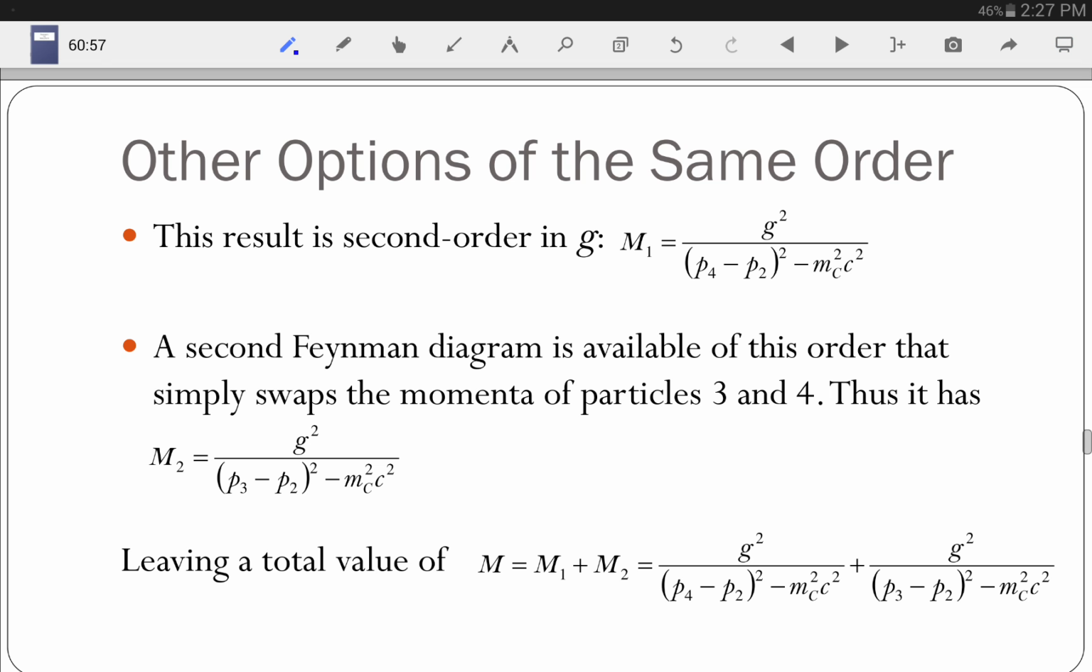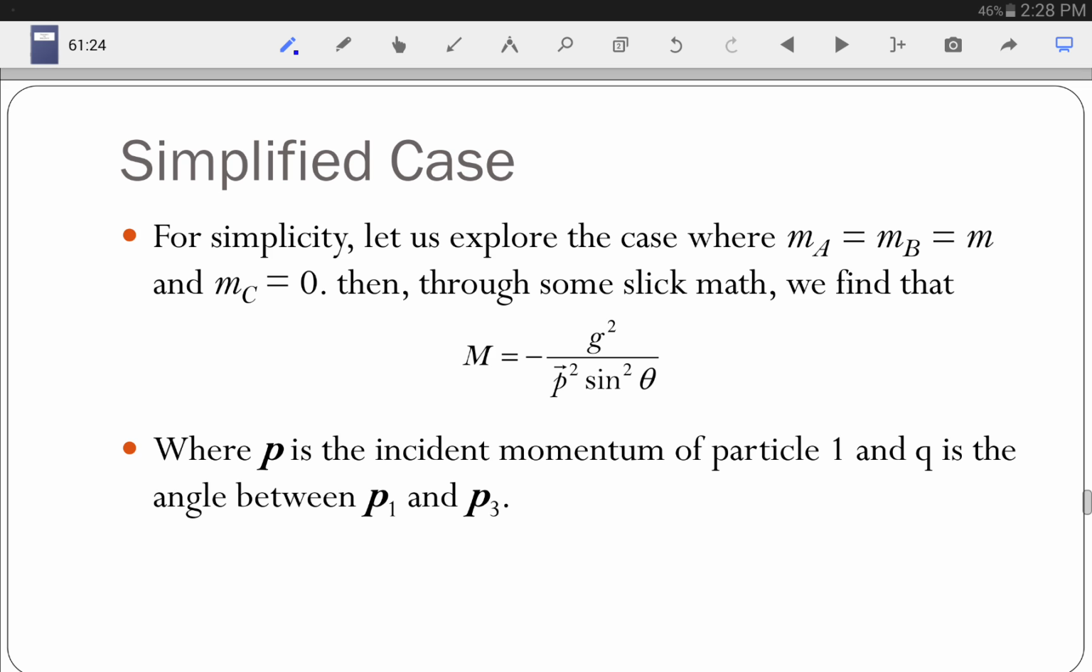Then we say, well, how is that useful? And they give us the simplest possibility. They say, let us suppose the particle A and particle B are the same thing, and particle C is a massless particle. That is, for instance, we had two electrons that sent a photon between them, right? That's what they're doing for their example. And in that case, then you can simplify the magnitude to just minus g squared over p squared sine squared theta.